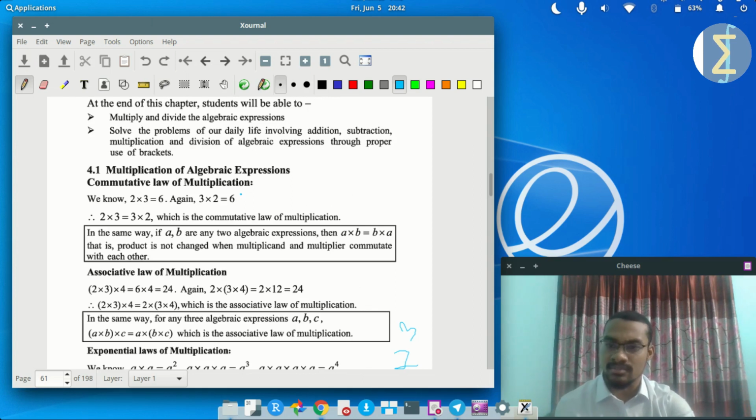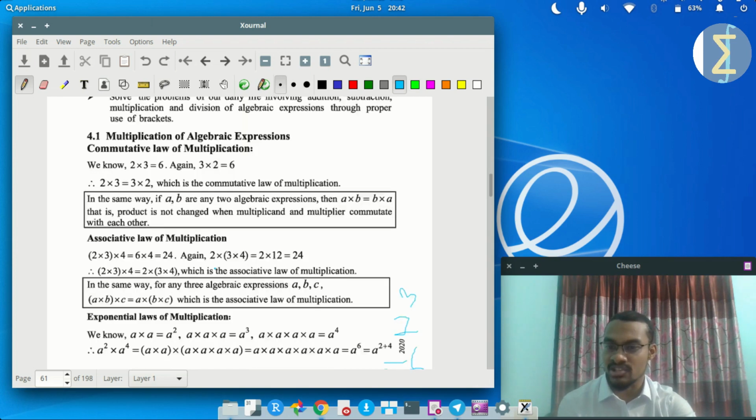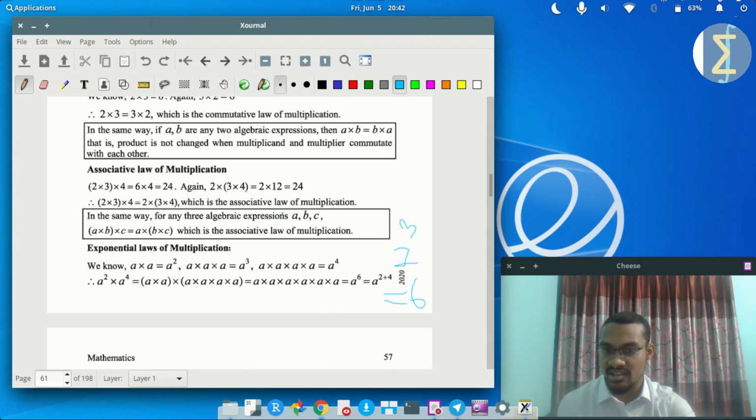There are rules, like the associative law of multiplication, and there is another law, the exponential law of multiplication, which says that if two a's are multiplied by themselves, it would be a square, and if four a's are multiplied by themselves, then we get a to the power 4.